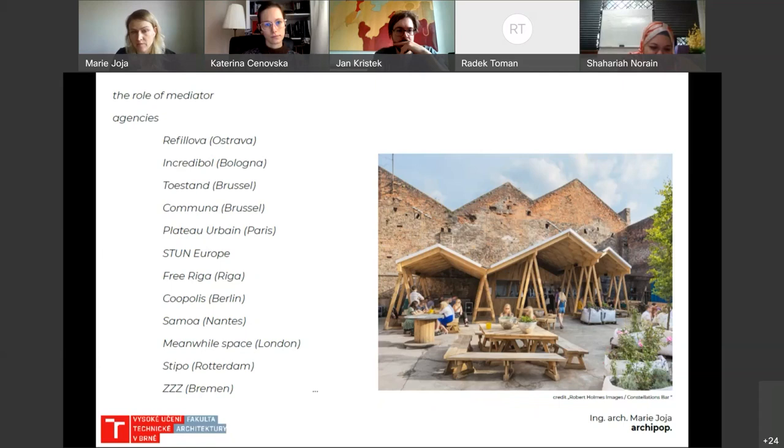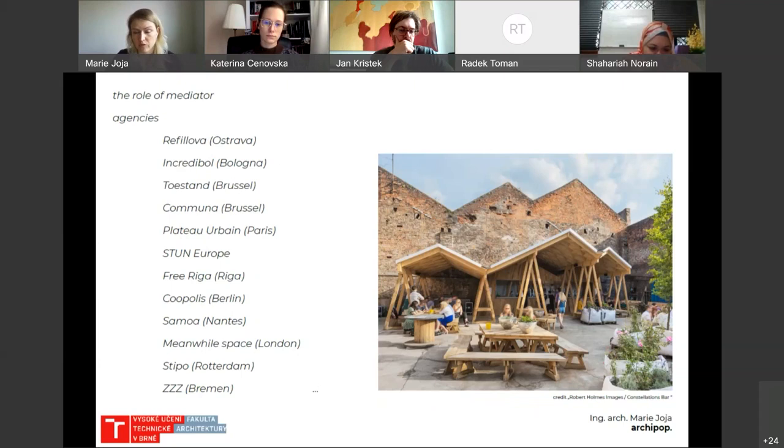It's also in the Czech Republic, it's called Refilova. You have Incredible in Bologna, many in Brussels, Paris. There is Free Riga, Kupolis in Berlin, and many, many others. So I try to search for the main principles of the functioning so I could generalize them into the steps and into the kind of menu for the municipalities.